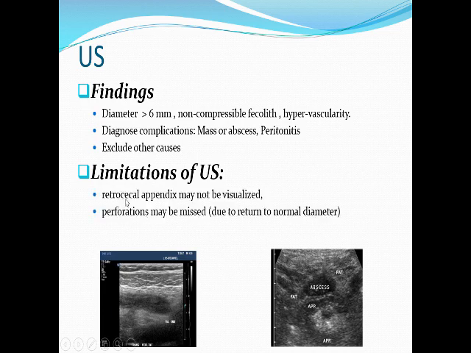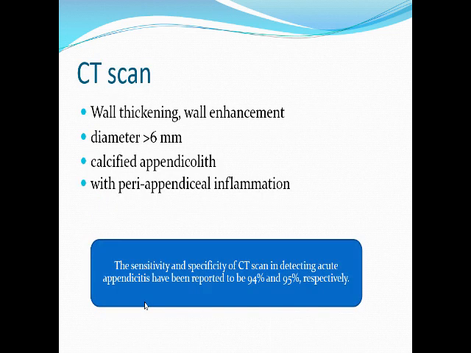The limitation is a retrocecal appendix. If the appendix is perforated, it is no longer dilated, and you might not see the appendix. You see pus in the peritoneal cavity, but you cannot see the appendix. CT scan is also accurate in diagnosis, but we do not do it routinely. Wall thickness, wall enhancement, diameter more than 6 millimeters.